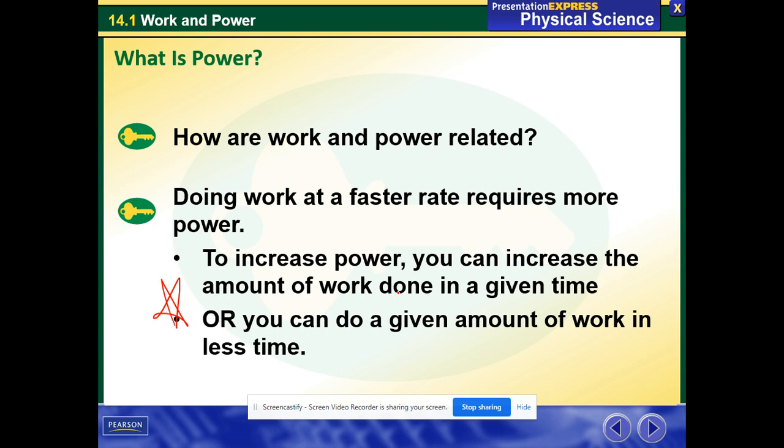So say I gave 2 people 30 minutes to pick up as much trash as they could. The person who picks up the most technically has the most power because they did more work in the time that I gave them. The other way is you can do a given amount of work in less time. So say I gave you both equal size yards. And I said whoever gets the trash picked up fastest is going to have more power.